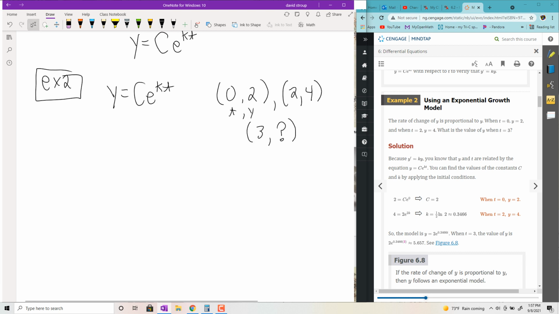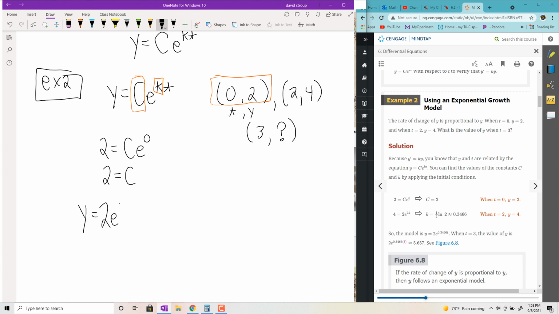Okay, so there's a couple ways you could go about solving it, and what we need to do is basically figure out c and k, and then we could use this formula to figure out the unknown that we're after. So first I'm going to start with the initial condition here and just plop it into the equation. So I'll have 2 equals ce to the 0 times k. Anything times 0 is 0, so we just have 0. That will be 2 equals ce to the 0, which is 1. So c is 2. And now I can rewrite my equation as y equals 2e to the kt.